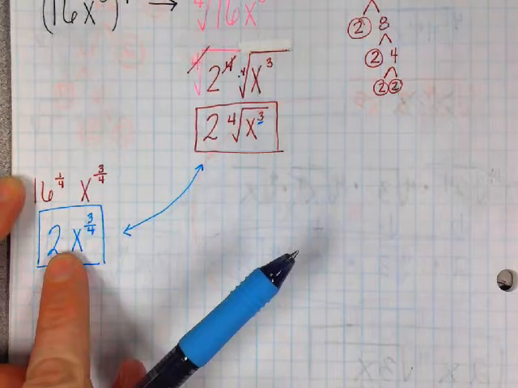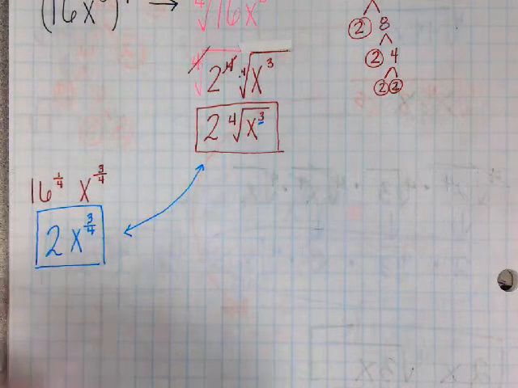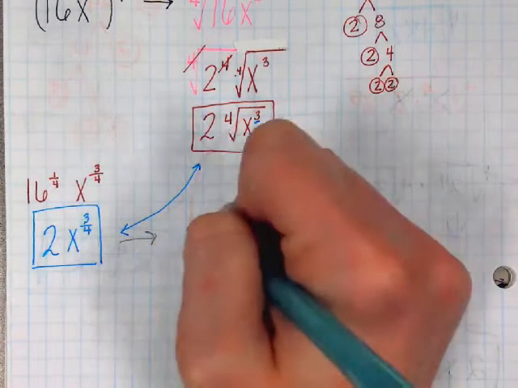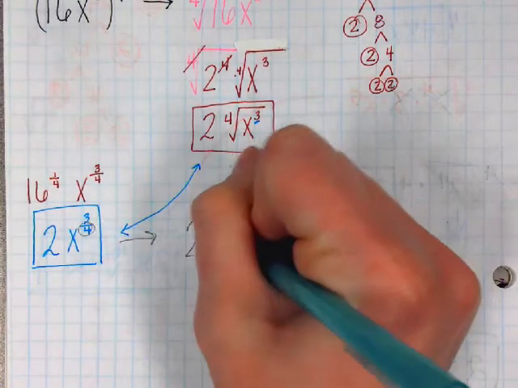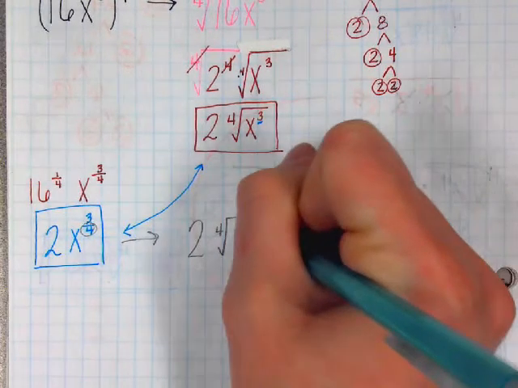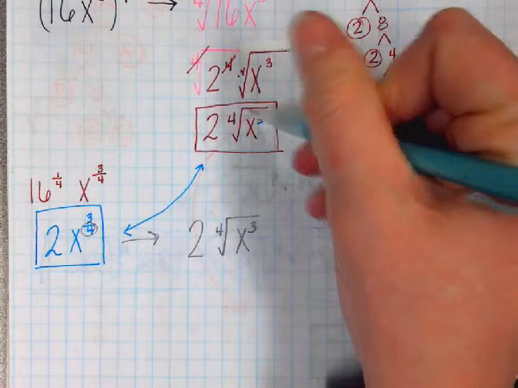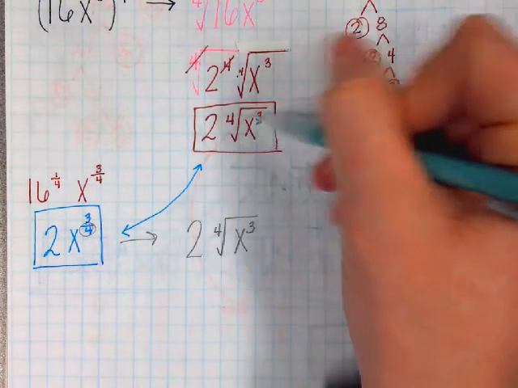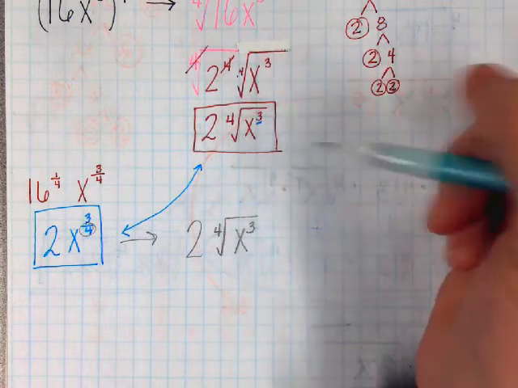Once I get to this answer, I can just rewrite it into radical form by saying the denominator becomes the index, and then the 3 is the power. Same thing here. If I worked it this way and I needed to get exponential, I could just put it x to the 3 divided by 4.